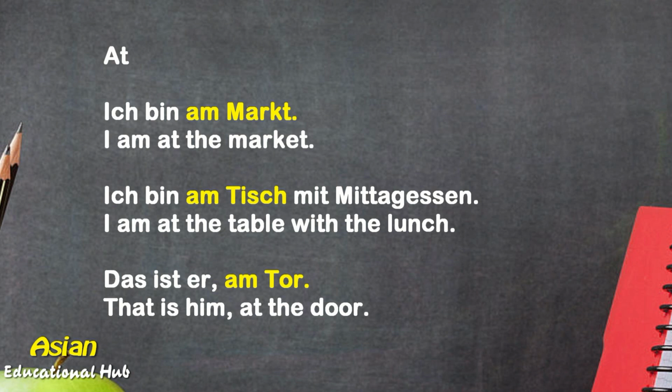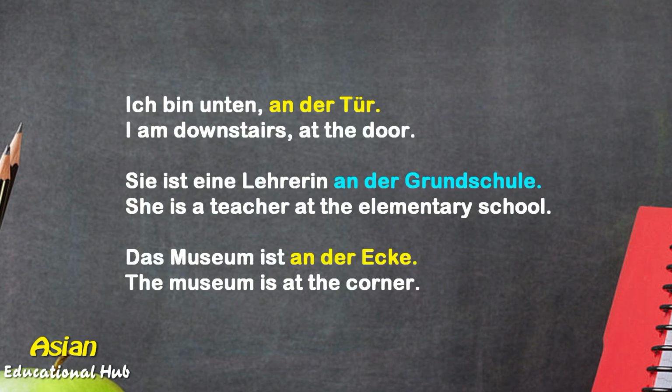Ich bin am Tisch mit Mittagessen. I am at the table with the lunch. Das ist er am Tor. That is him at the door. Ich bin unten an der Tür. I am downstairs at the door. Sie ist eine Lehrerin an der Grundschule. She is a teacher at the elementary school. Das Museum ist an der Ecke. The museum is at the corner.